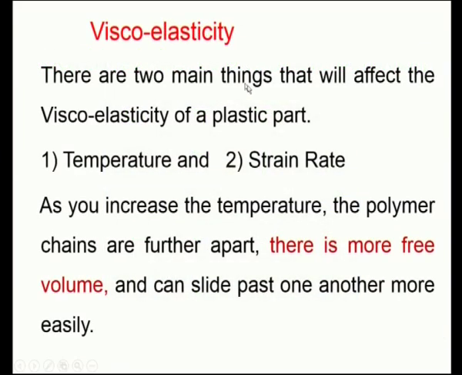Now, there are two main things that will affect the viscoelasticity of a plastic part. A plastic part is a final product which is obtained by various processing technologies like injection molding or extrusion molding. In all these, there are two main things that will decide the final mechanical properties. One is temperature, another one is strain rate. Now, as you increase the temperature, the polymer chains are further apart, or in other words, there is more free volume and they can slide past one another more easily.